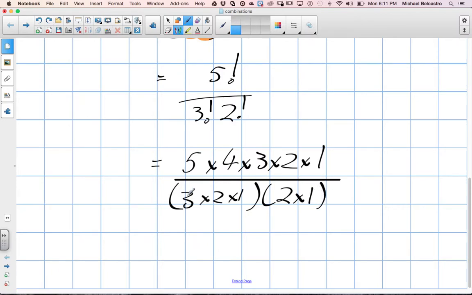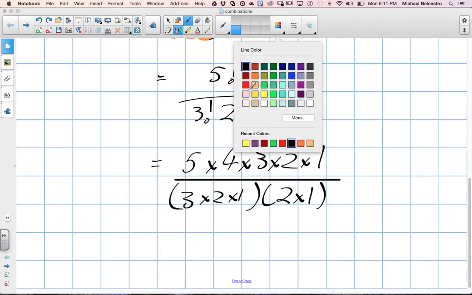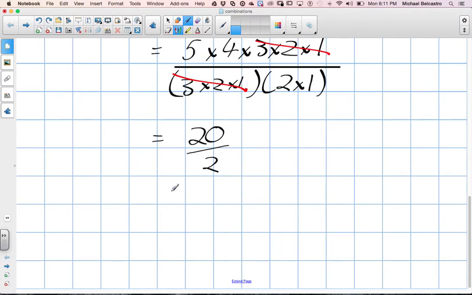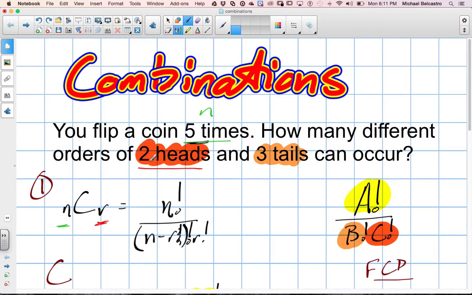Now our 3, 2, 1, we can kind of eliminate those because this is all multiplication. These will drop off. And really what we're left with is 5 times 4, which is 20, over 2 times 1 is 2. So the answer is 10. There are 10 ways to get 2 heads.